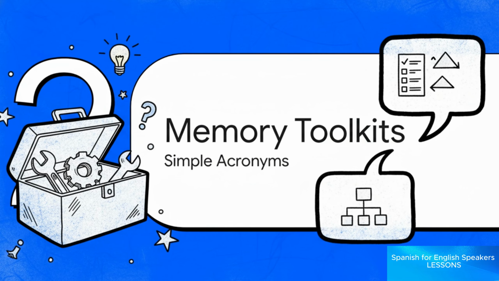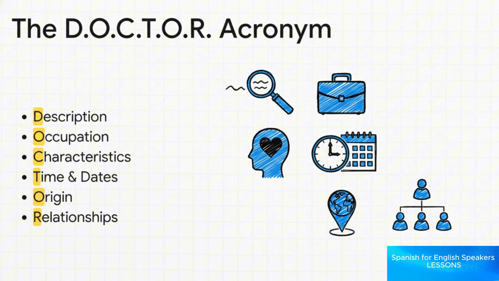So, what does doctor stand for? Well, D is for description, like es alto, he is tall. O is for occupation, soy profesor, I am a teacher, that's what I do. C is for characteristics, T is for time and dates, O is for origin, like somos de México, and finally R is for relationships. All of these things describe a fundamental core identity.